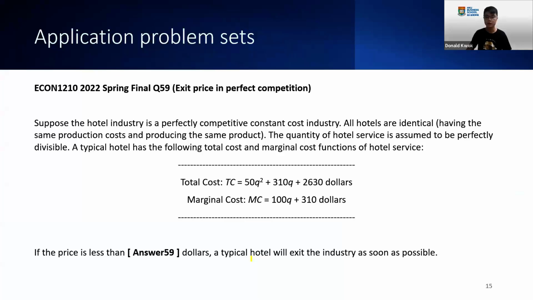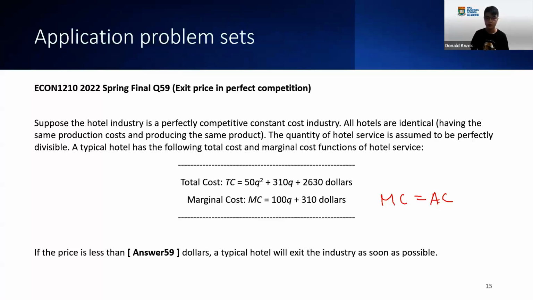We have a perfectly constant cost industry in this question. And if the price is less than how many dollars, a typical hotel will exit the industry. So we are actually finding the exit price of the industry. How can I do that? We will recall the exit condition, which is where marginal cost equals average cost. All right, so this is why we are going to solve the equation where marginal cost equals average cost.